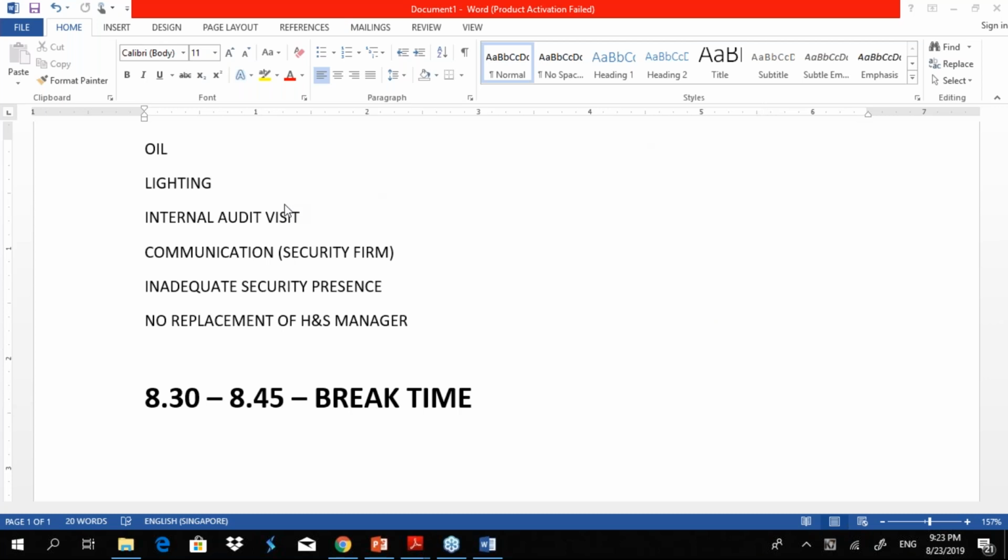Then we have lighting. Again, health and safety measures are inadequate. So that's the weakness. And the consequence is that staff or personnel on the site can't see hazards clearly, dangers clearly, and also legal penalties for failing to take action. So that's the consequence.